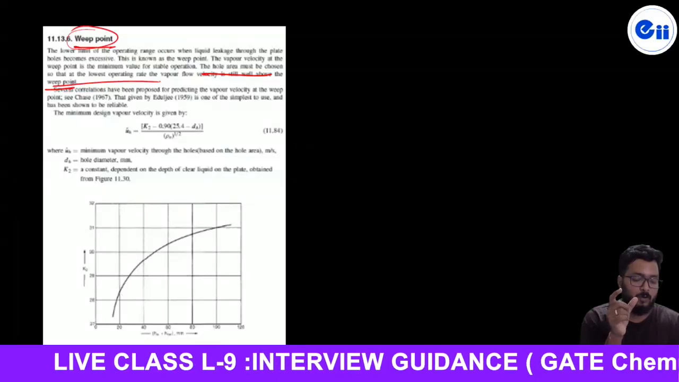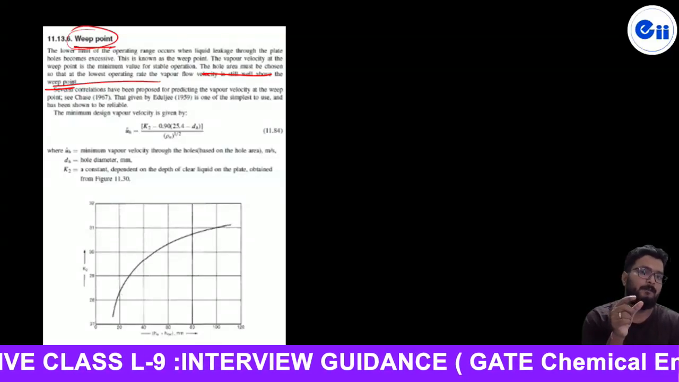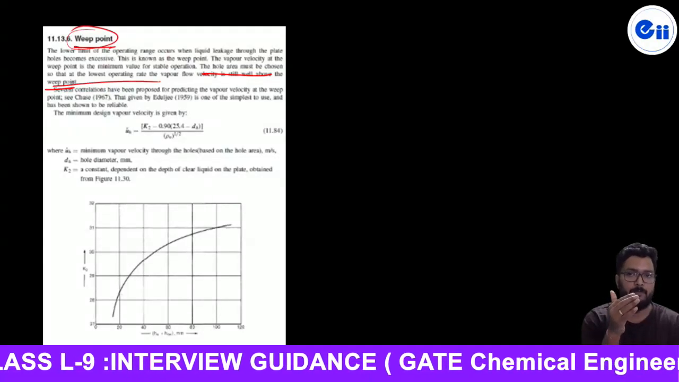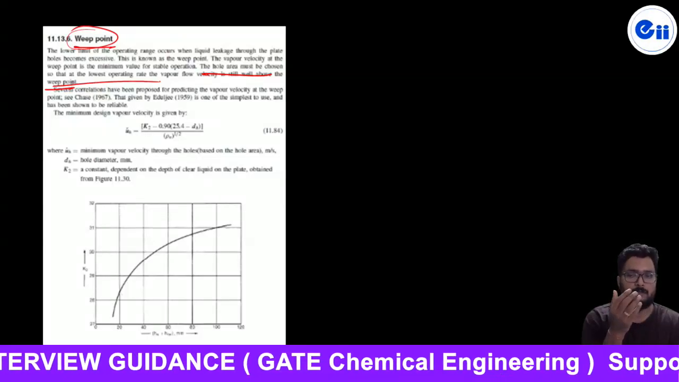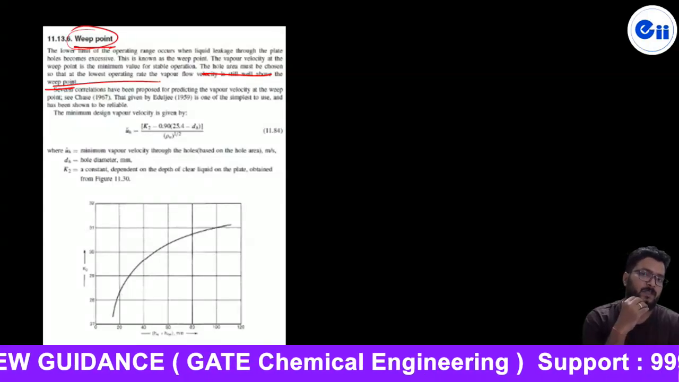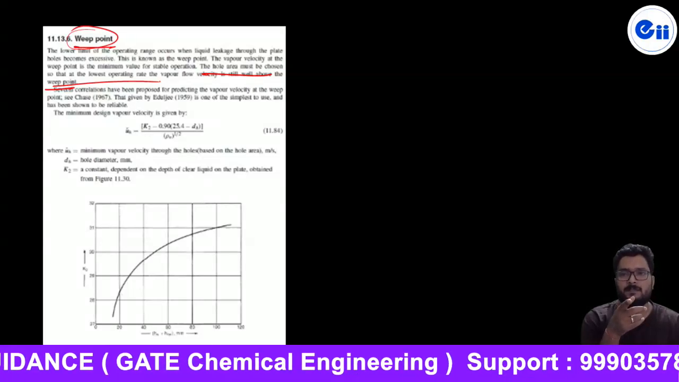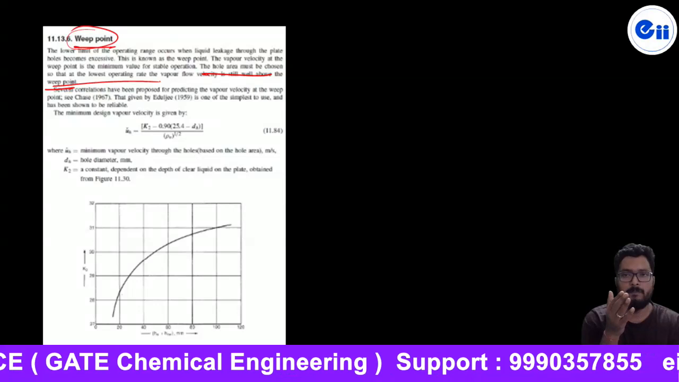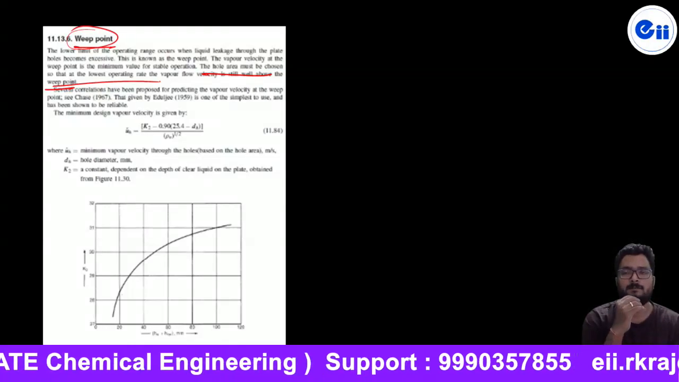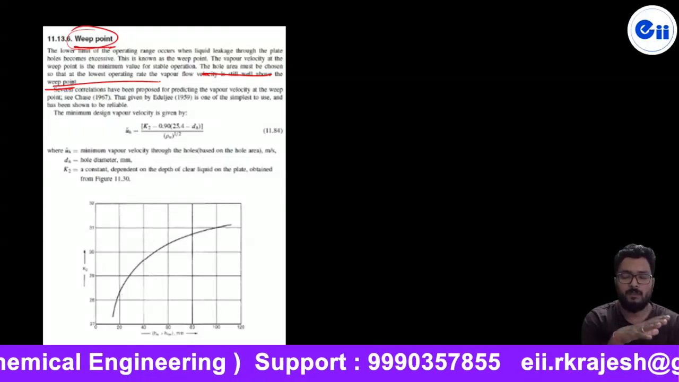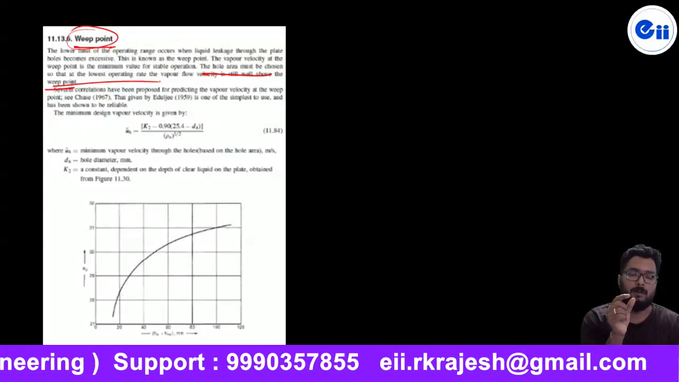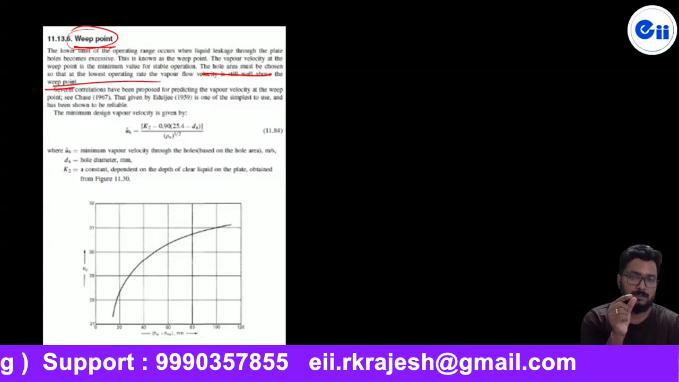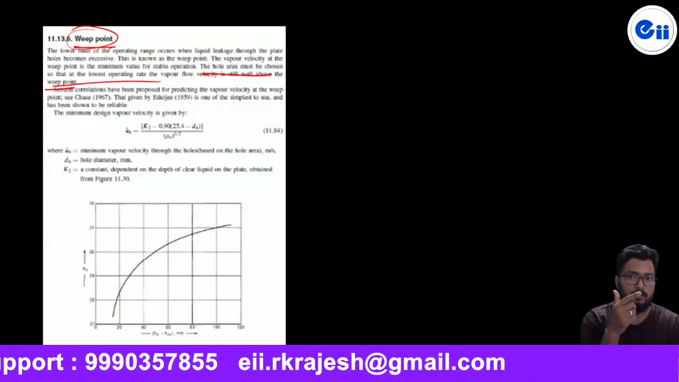Actually, if the hole area is high, then obviously the velocity of vapor through the hole will be less. Area increases, velocity will decrease. Very common sense. As the velocity decreases, then obviously it may be possible that the velocity of vapor may be equal to or less than the weep velocity. And if the hole diameter is less, then the velocity of vapor will be more.